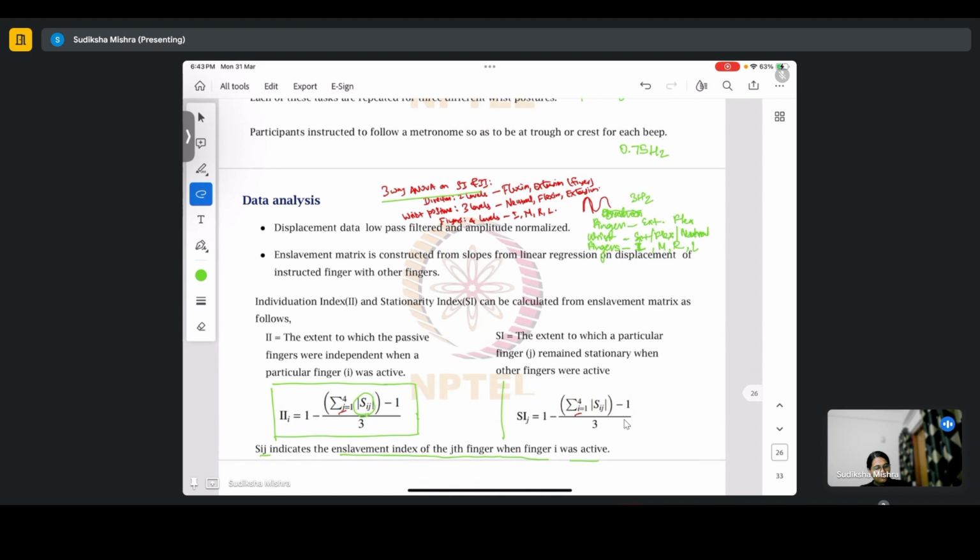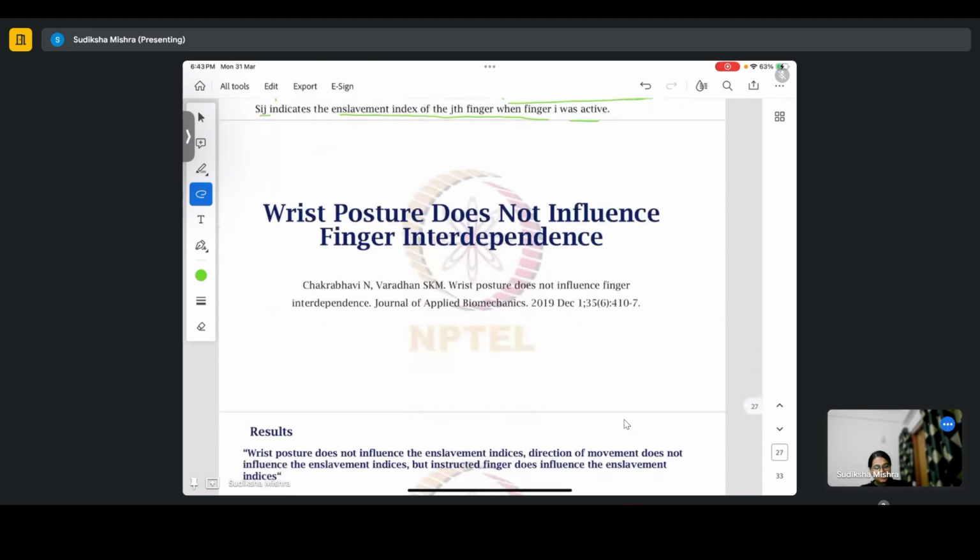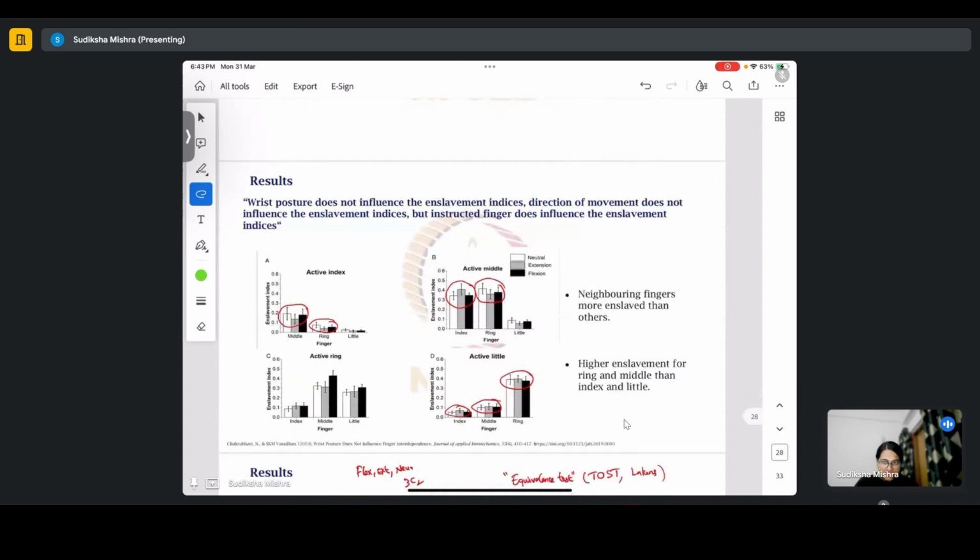And this is the formula for the stationary index, which is the extent to which finger j remained stationary when the other fingers were active. So the summation limits are different. Here the summation considers j, whereas here the summation is under i, which is a very minute but a very important difference. So what do the results say?